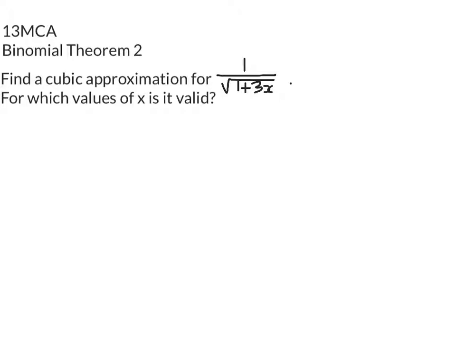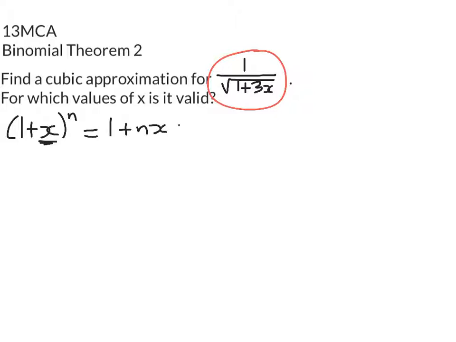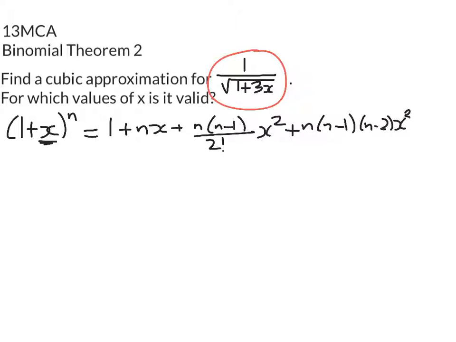This time we're going to find a cubic approximation for this expression here. So step one is to get it into the right form to use the binomial theorem. And we need to have it in this form: 1 plus x, or 1 plus something, to the power of n is equal to 1 plus nx plus n times n minus 1 over 2 factorial times x squared, and we're just going to do a cubic approximation, so we can stop when we get to this term, as long as I change the equal sign, get rid of that, and change it to this. Right, so I'm just going to go as far as those first terms.